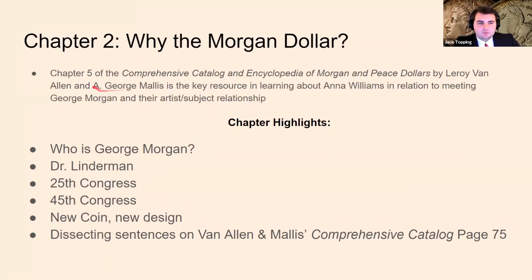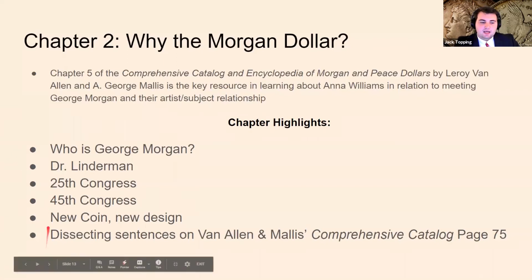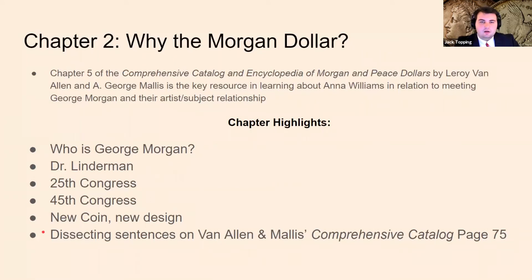So, some chapter highlights. We're going to really be discussing in this chapter and the third chapter of this presentation the Comprehensive Catalog and Encyclopedia of Morgan and Peace Dollars by Leroy Van Allen and A. George Mallis. That is the key resource, especially page 75, as we'll get to, on learning about the relationship Anna Williams had with George Morgan and her numismatic experience. So, chapter highlights: we're going to go over who George Morgan is briefly, who Dr. Linderman is. We're going to talk about the 25th and 45th Congresses of the U.S. We're going to talk about the new coin that needed to be made, and we're going to dissect some sentences from Van Allen and Mallis's comprehensive catalog, page 75.